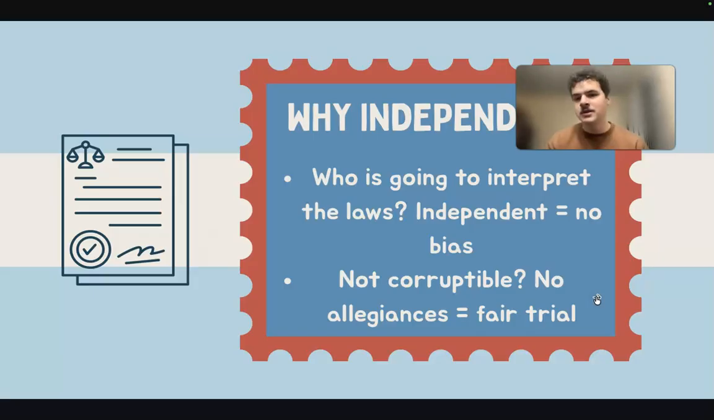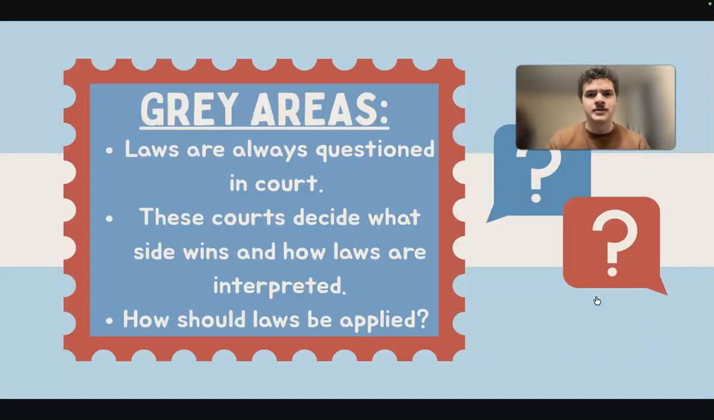Why independent? Who is going to interpret the laws? Basically, the judicial branch is independent because they don't want bias within the judicial branch, and this kind of goes away from corruption or taking allegiances or sides from either Democrats or Republicans or whatever side. That was their main goal. So they believed it would have a fair trial.